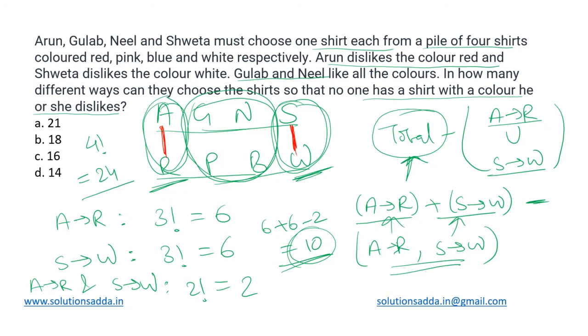And among these 24, what are the number of cases we are removing? 10 cases. So the answer we get is 24 minus 10 equal to 14. These 10 ways are those in which either Arun gets red or Shweta gets white. So we removed all those and the final answer we got is 14. So we'll go with option D, 14.